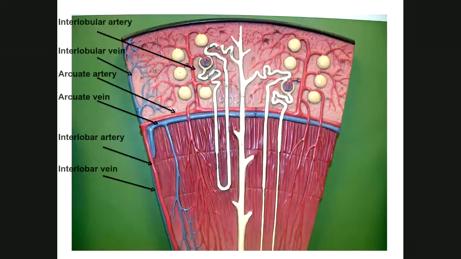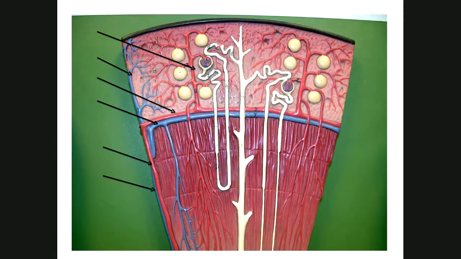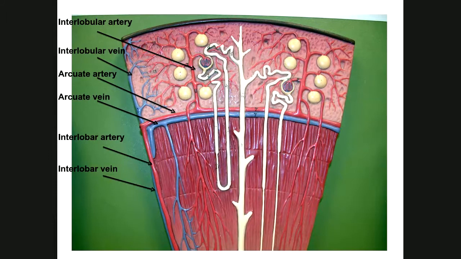So remember, this is the interlobar artery, interlobar vein, arcuate artery, arcuate vein, interlobular artery, and interlobular vein. We know that already. Well, look, coming off of this interlobular artery are even smaller arteries, and they go toward the capsule. The word for toward is afferent. So these are afferent, and they're the smallest arteries, so they're afferent arterioles.